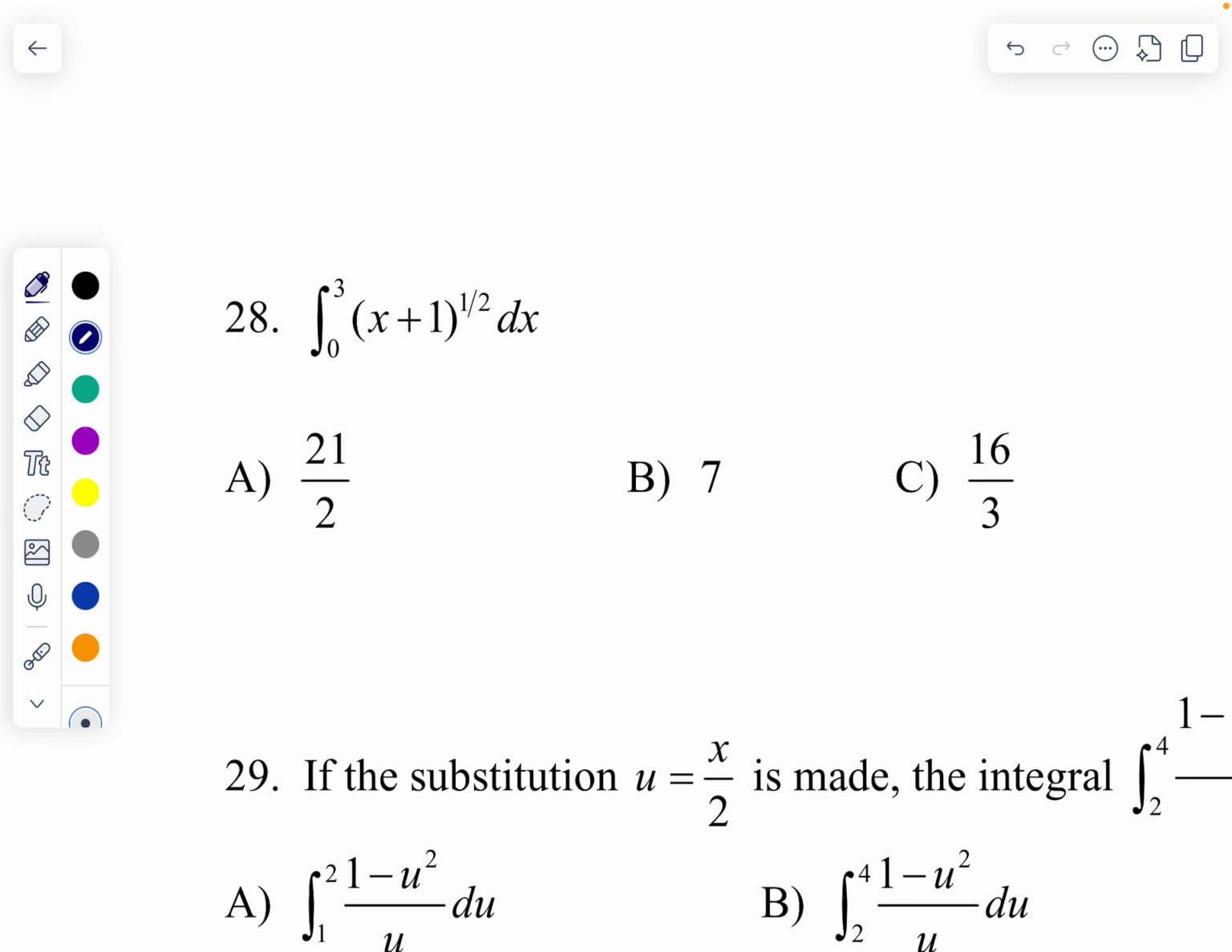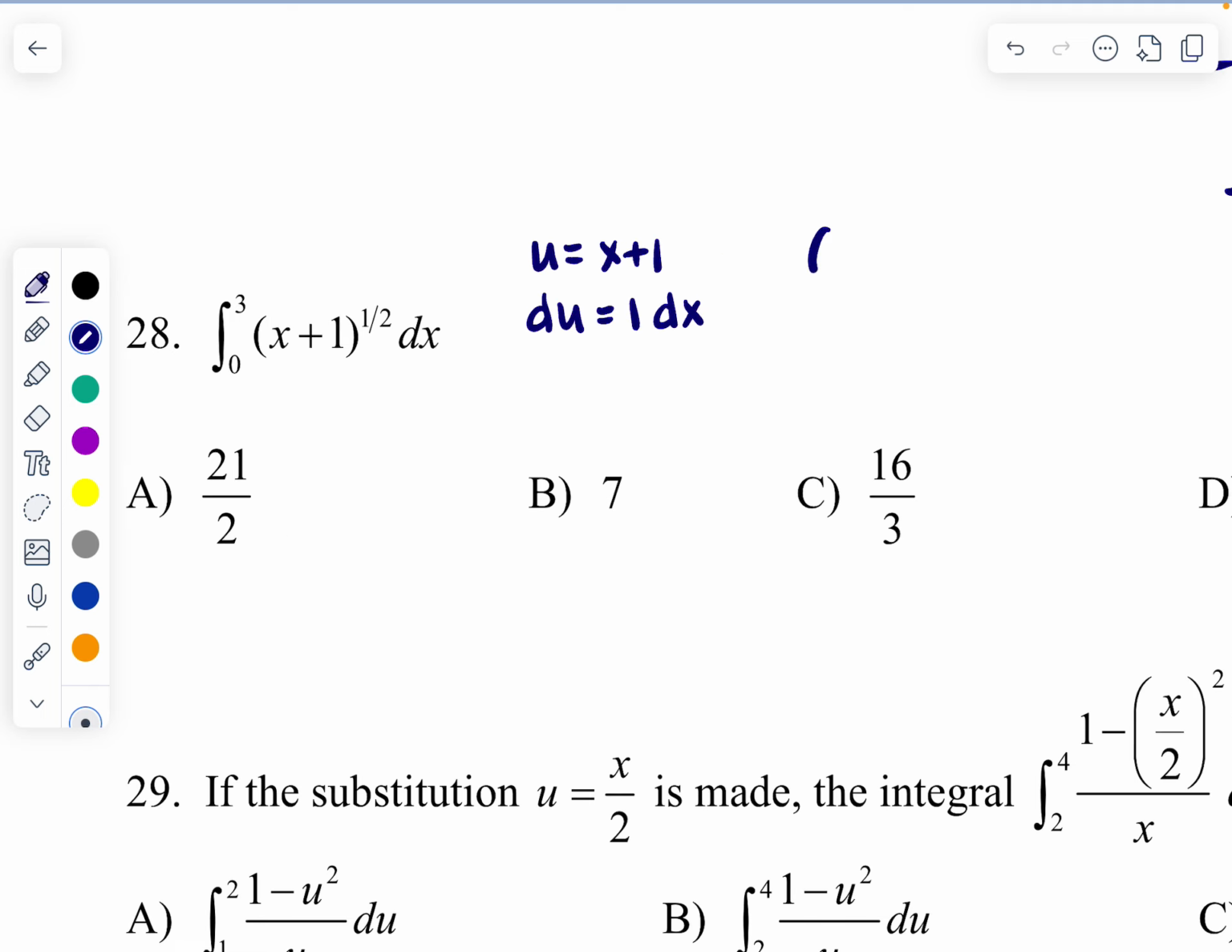So on this one, let's let your u equal x plus 1. And then your du is going to be 1 dx. And then rewriting this integral, don't forget to change your boundaries. So if you plug the 3 in, you're going to get 3 plus 1, which is 4. And if you plug the 0 in, you're going to get 0 plus 1, which is 1.